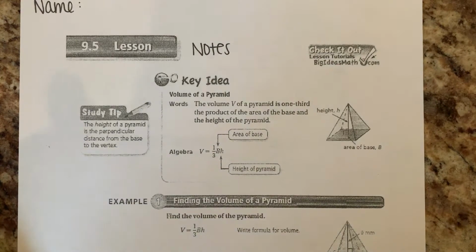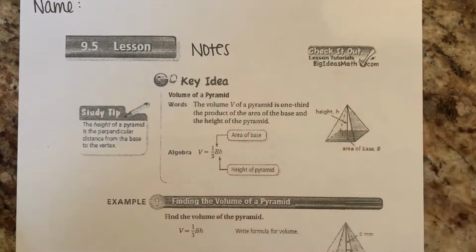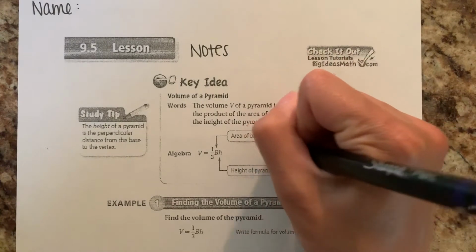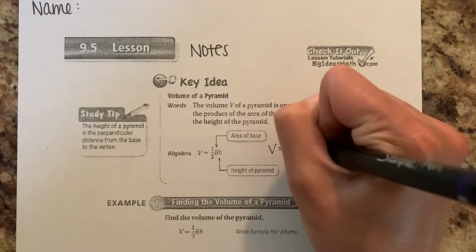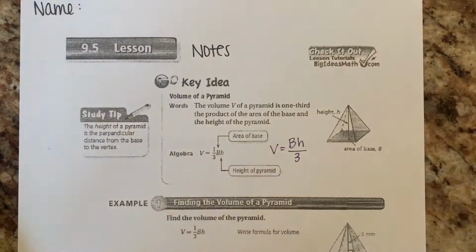So the volume is 1/3 times the area of the base times the height. Or another way we can write it, and that might be a little bit easier for us, is that the volume is area of the base times the height divided by 3.